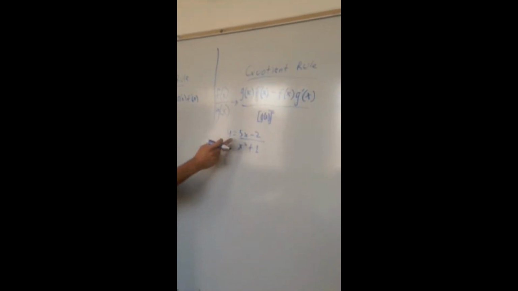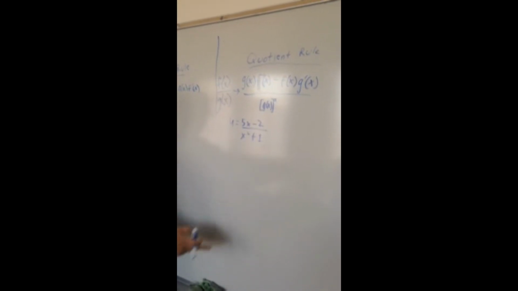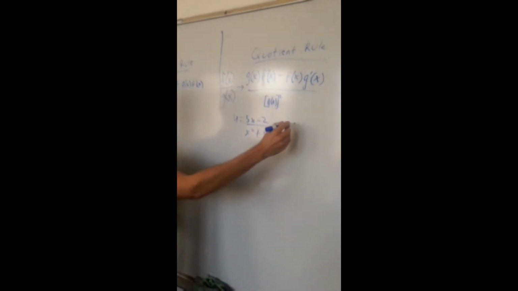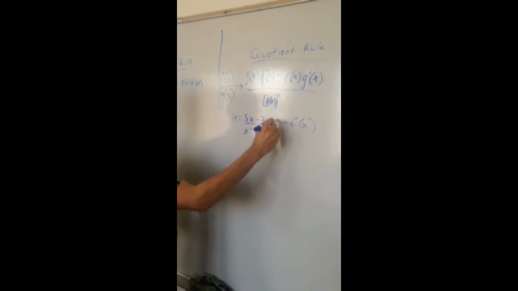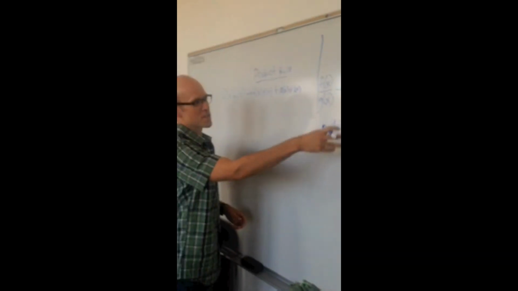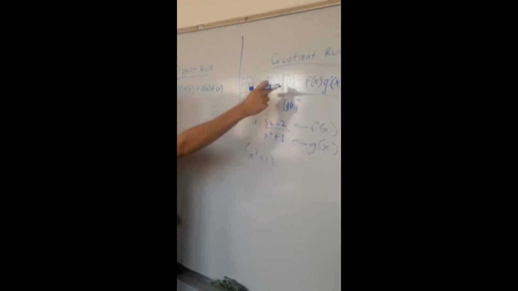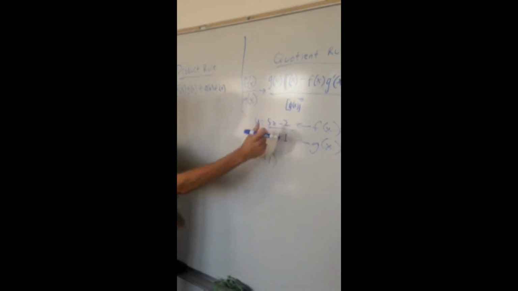So we can start with a quotient function like y equals 5x minus 2 over x squared plus 1. In this case, the f of x will be the top function. The g of x will be the bottom function. And we just plug in. So g of x, x squared plus 1. The derivative of the whole numerator, which would just be 5, using the power rule again.